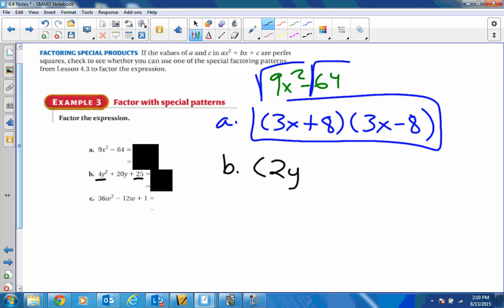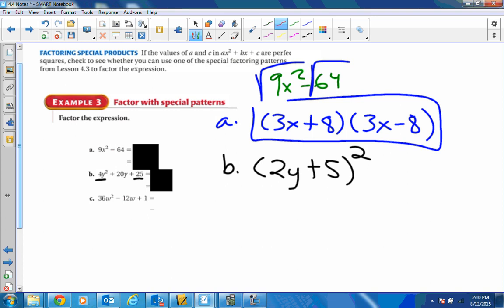And the square root of 25 is 5, so it'll be 2y plus 5 squared. And that's all you have to do. That's quick and easy as long as you can recognize that those are both perfect squares. Otherwise, if you try to use the AC method on B, that takes a long time when you start multiplying 4 and 25. So this is the easiest way to do that.